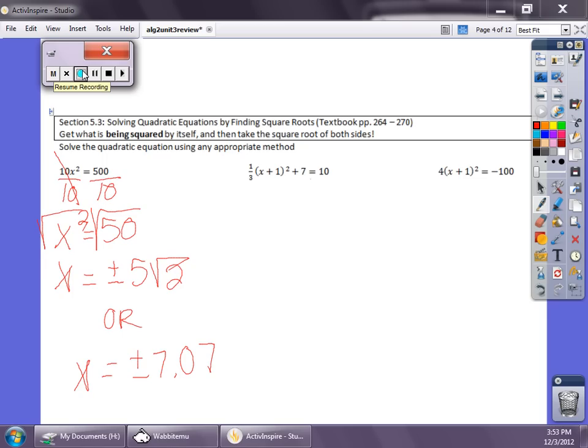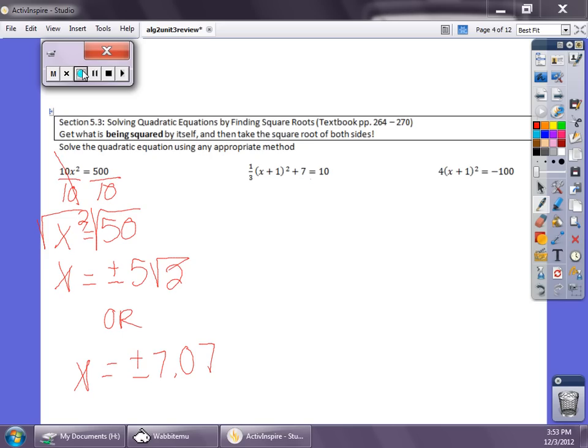Moving right along to section 5.3, solving quadratic equations by finding square roots. So notice I was trying to get the x squared by itself, so I divided both sides by 10 and got x squared is equal to 50. Then I could take the square root of the left and the square root of the right, and I got x is equal to plus or minus 5 times the square root of 2. If you hate radicals, go ahead and give me an approximate answer. Plus or minus 7.07 is perfectly fine as well.